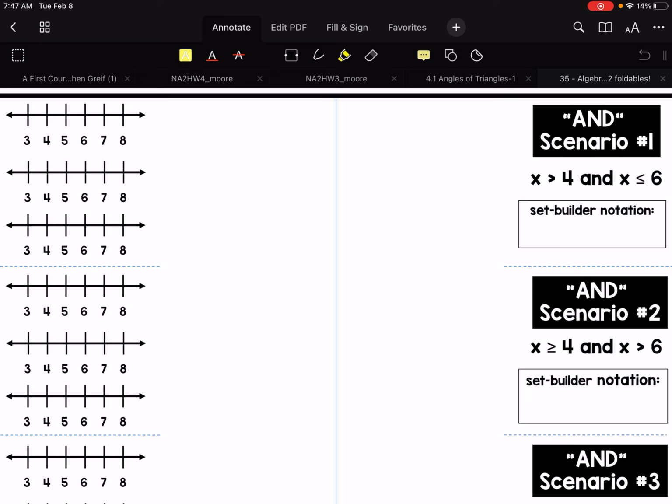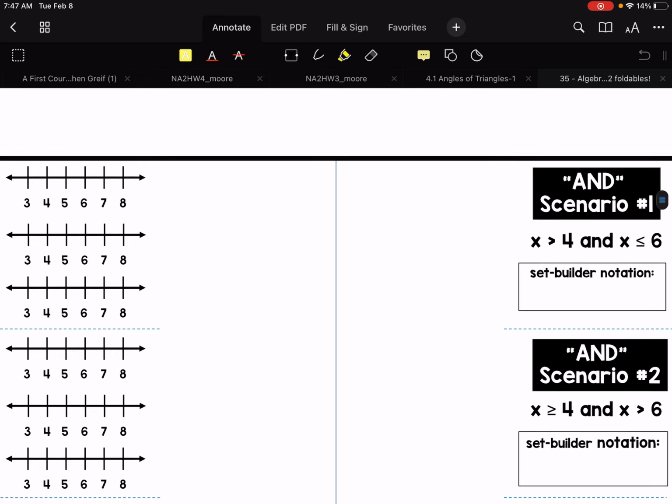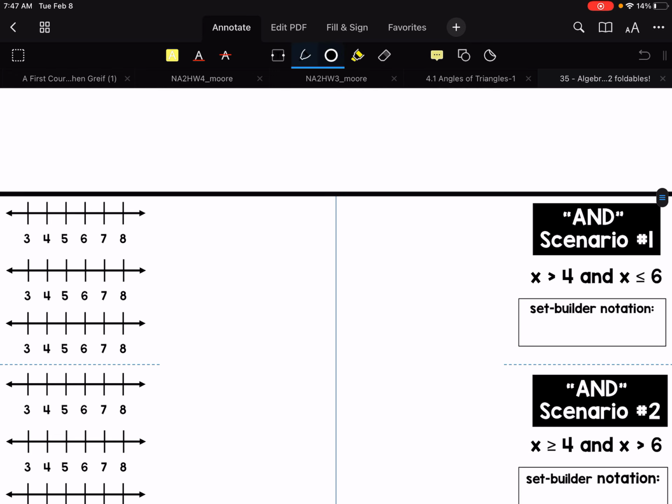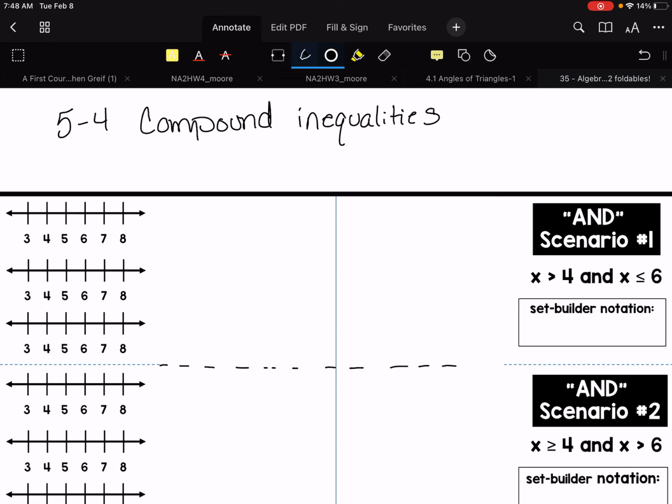All right, so compound inequalities is what we are doing in this particular section, which is Chapter 5, Section 4. In compound inequalities, there are two different kinds of scenarios. There's the and scenario, and then there's the or scenario. We're going to go over both of those different kinds of scenarios so that we can look at graphs and just what they look like.